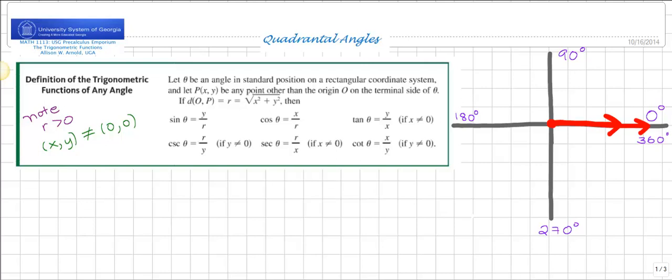As you can see, this is a fairly important definition we have, the point on the terminal side of an angle giving birth to the trig function values of the angle in standard position. And I'd like to take a look in this video segment at quadrantal angles. You could say a quadrantal angle is one whose measure is a multiple of 90 degrees.